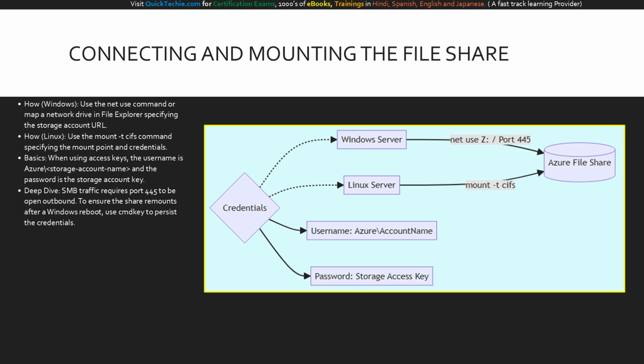This diagram visualizes the mounting process across operating systems. At the top, a Windows server connects using the net use command over port 445. Below it, a Linux server connects using the mount -t cifs command. Both converge on the Azure file share. The crucial part is the credentials node on the left, which feeds into both servers. When utilizing storage keys, the format is strict. The username must be Azure/account name, and the password is the storage access key.